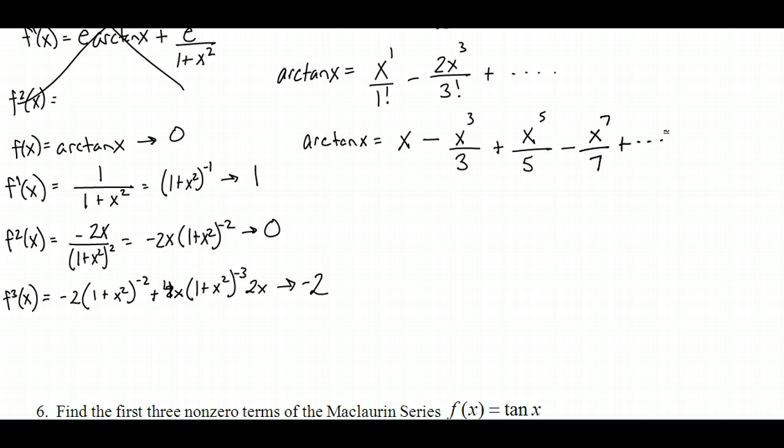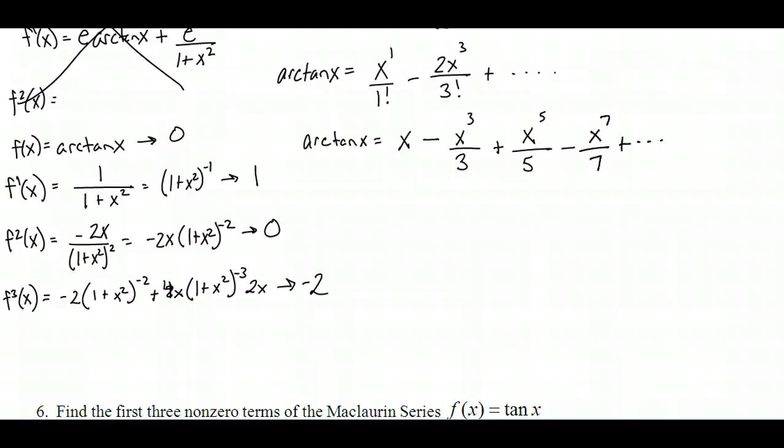So it is incredibly similar to sine. The only thing that's different, obviously, with arctangent is that it's no longer factorial. It's just 1 in the denominator, 3, 5, 7. And that is because arctangent is an odd function.